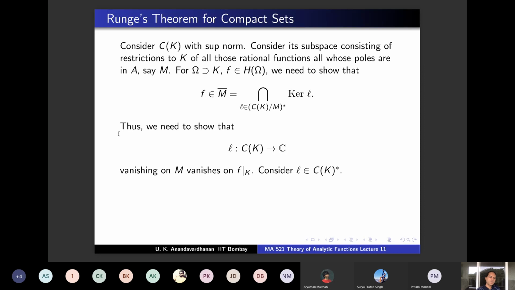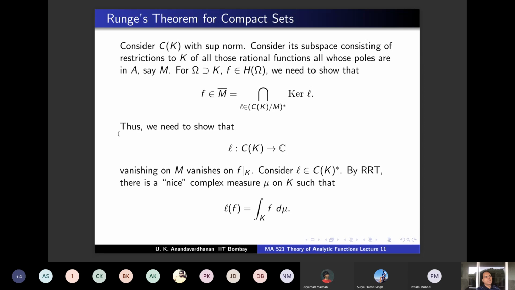But if you consider L in Ck star as a continuous linear function on Ck, you know that it is given by a nice measure, such that L of F is the integral of F d mu on K. So therefore, what you have to show is whether the integral of F d mu vanishes on M. What is M? M consists of rational functions, all of whose poles are in A. That is the space M.